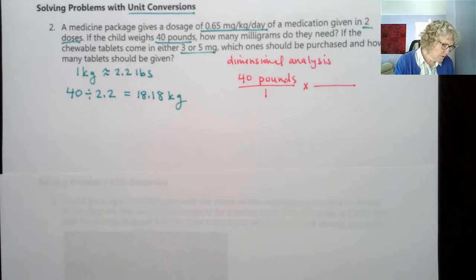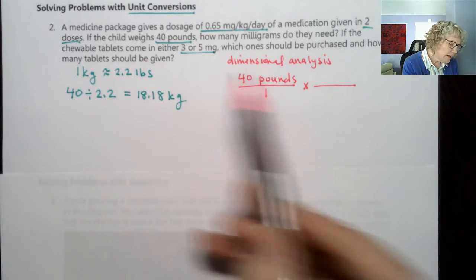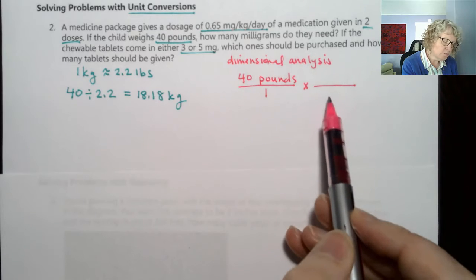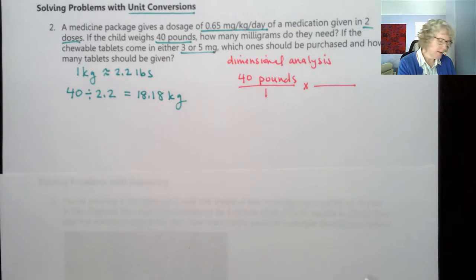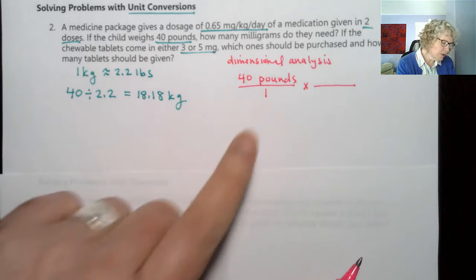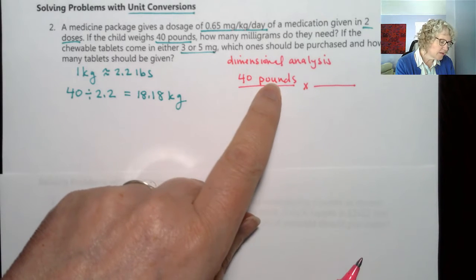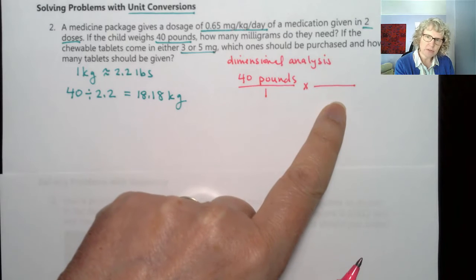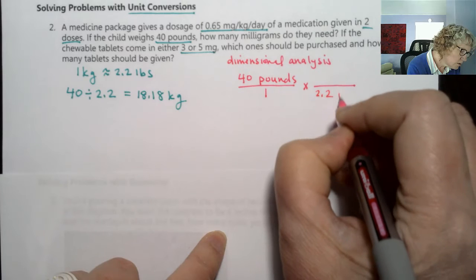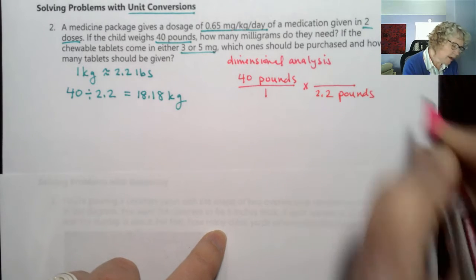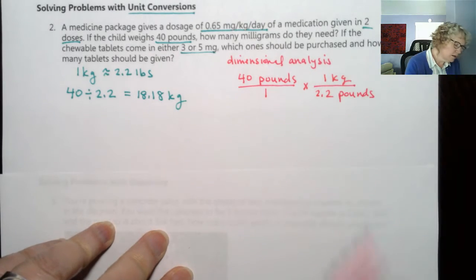Now this one only has 1, which is nice, but we have kilograms and pounds. And if we put the same value on both top and bottom of the fraction, it will equal 1. So that's why we can multiply by this number. And it won't change the value, it'll just change it into the different units. So because I have pounds on the top, I want pounds on the bottom, so it'll cancel out. So I'm going to put my 2.2 pounds down below, and that is equal to 1 kilogram.